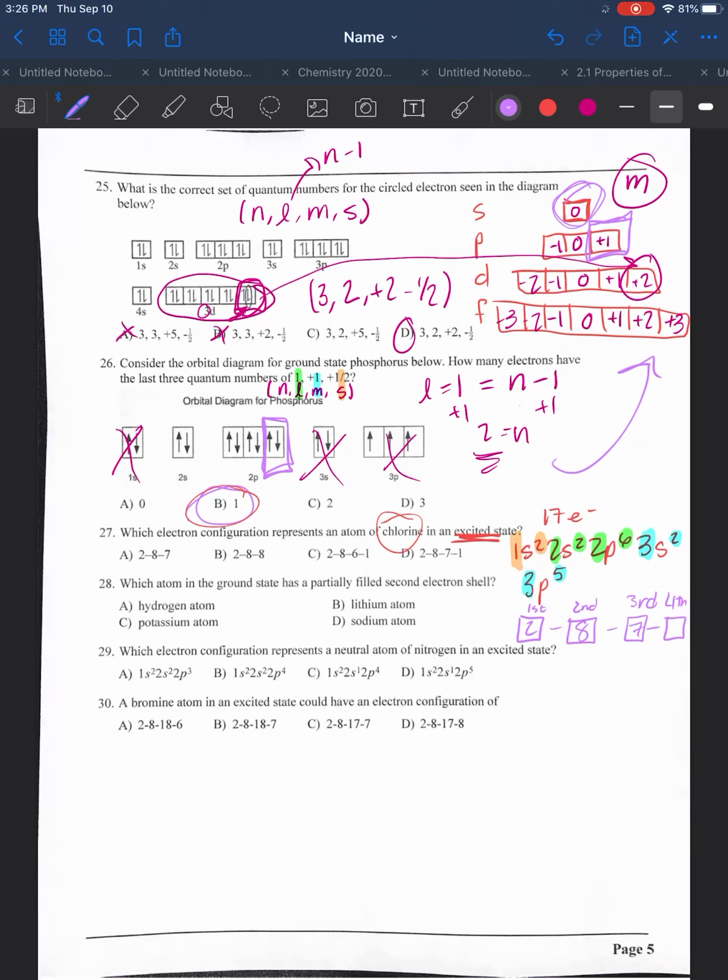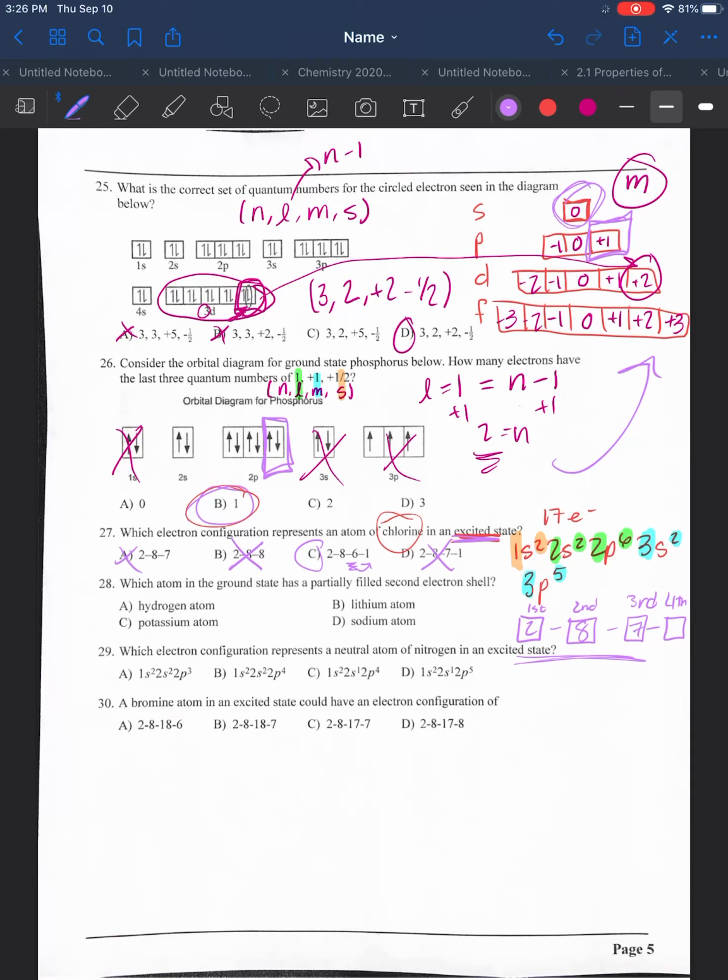So why is A not the right answer? Because it matches. We are looking for excited. This is the ground state, so if it matches, that means it's at ground. Why can it not be B? Because you're adding an electron. Remember, the number of electrons has to stay the same. D is also the case here. You're adding an electron, so it can't be that. So your answer is C, because you're exciting an electron from the third energy level to the fourth.